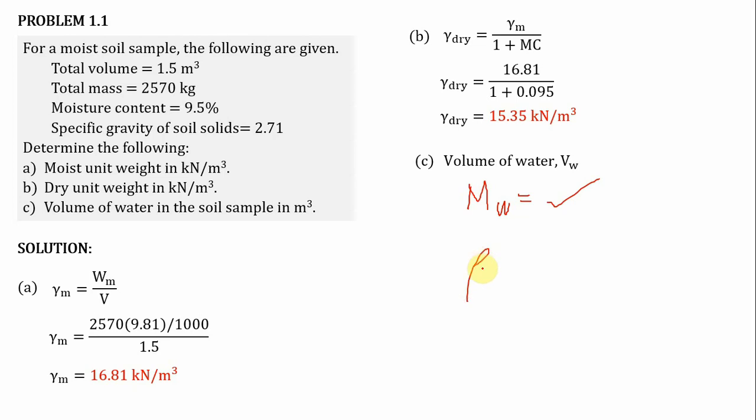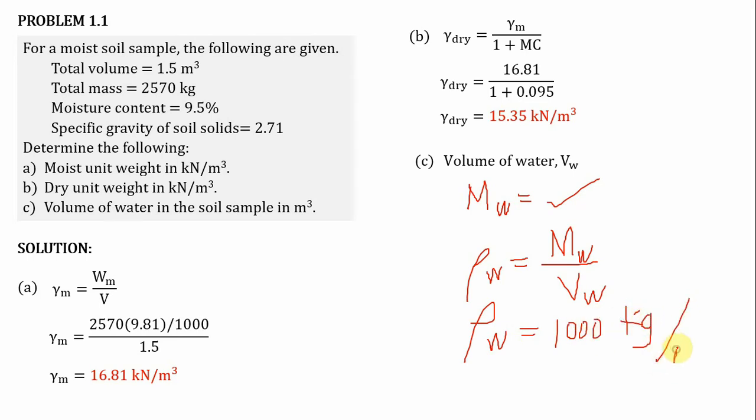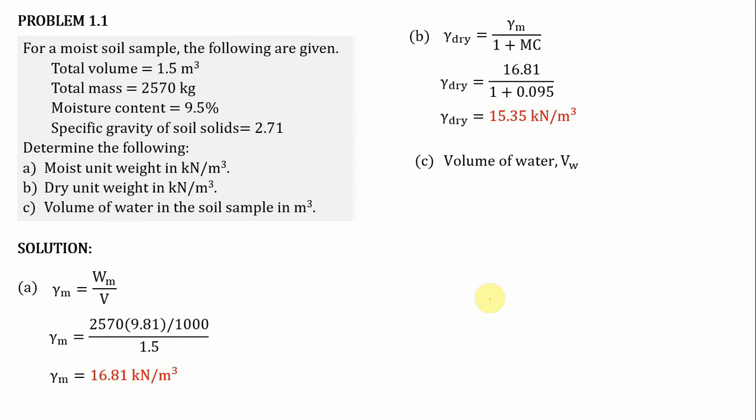Okay? So density of water is equal to mass of water divided by volume of water. And then, the density of water is always constant. That is equal to 1,000 kilogram per cubic meter. If we can just solve this, we can solve this one. So, that's our plan. So, let's start.